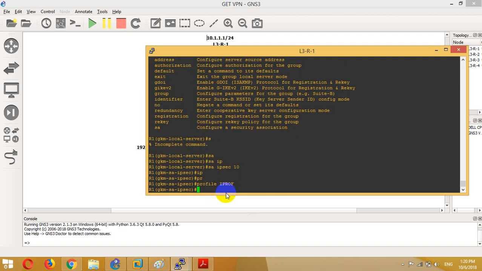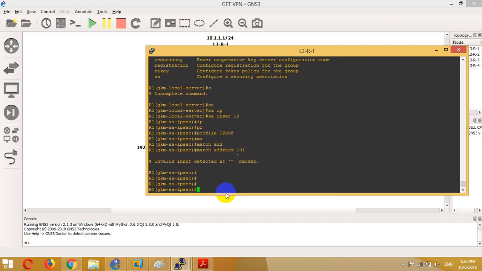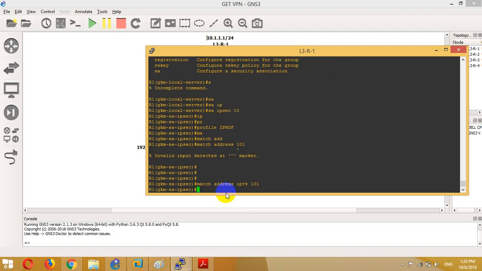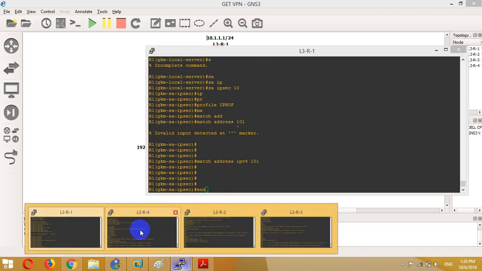Then the address we created, match address 101 IPv4, to trace the traffic of 101. And by the way, we finished that server. Now we'll go to the group member.